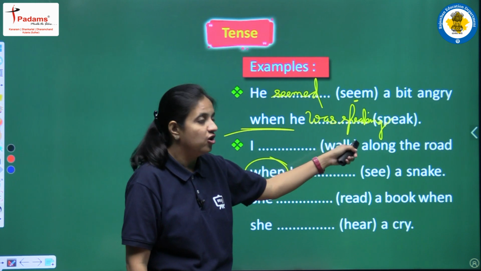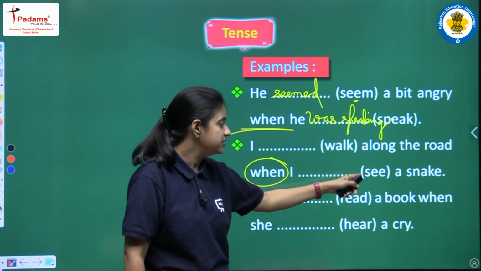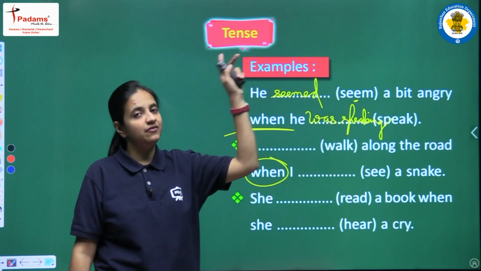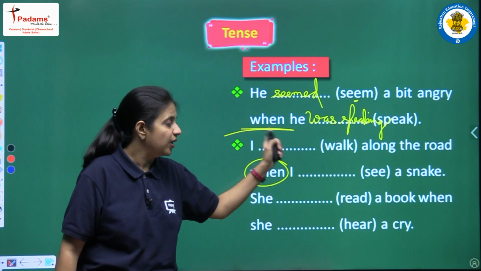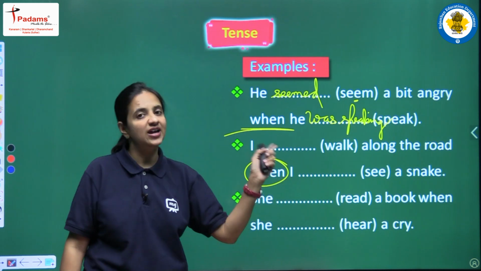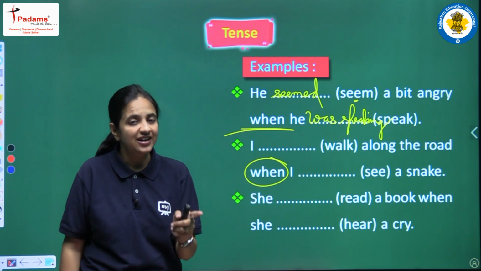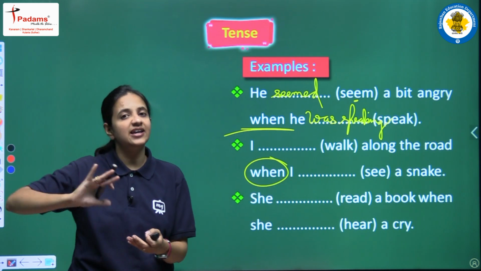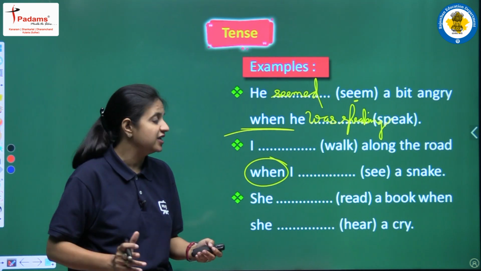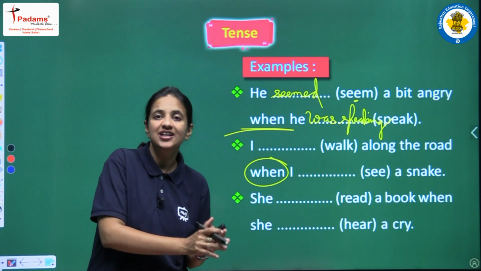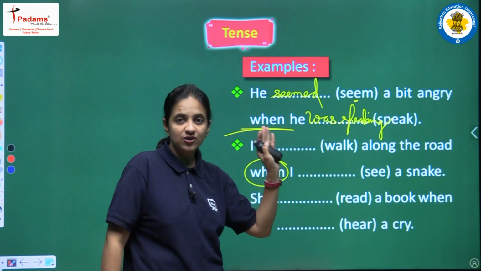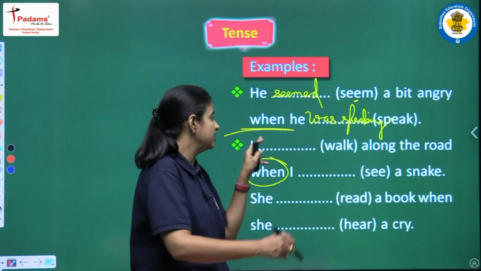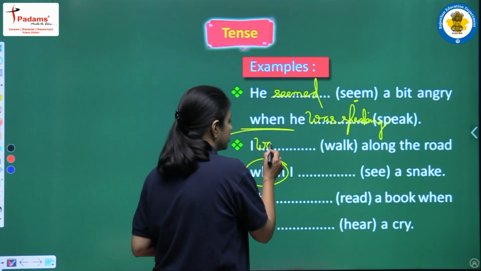I walk along the road, I see a snake. So we are having two different activities, but it is very clear that one activity was in progress, one activity was going on. At that time, the second activity, the second action, it just took place. So what was going on? What is the activity that was in progress? Yes, the activity that was in progress was walking. Okay, so I was walking.